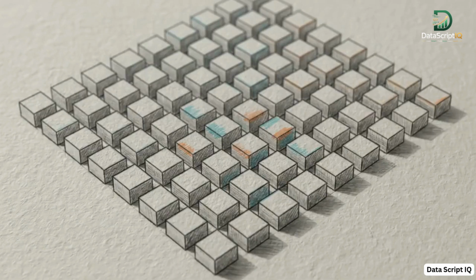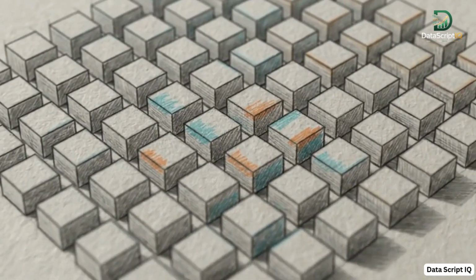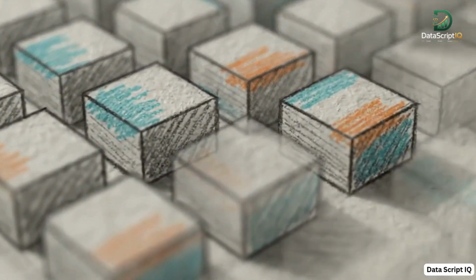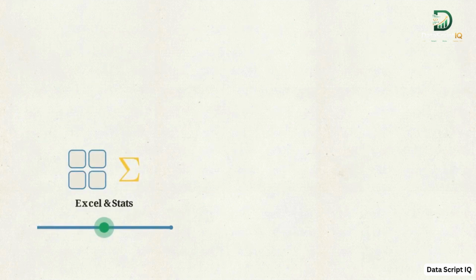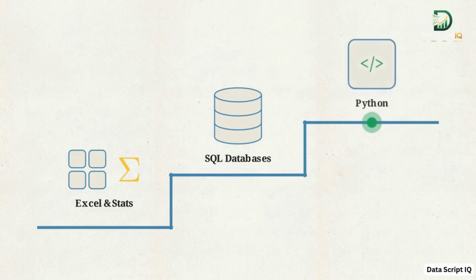Think about the journey we just completed. We started with chaotic, raw spreadsheets, and step by step, we snapped those scattered numbers into a strategic business decision. If you are ready to walk this path yourself, start simple. Master the basics of Excel and foundational statistics first. Once you are comfortable there, you can move on to querying databases with SQL and programming with Python.